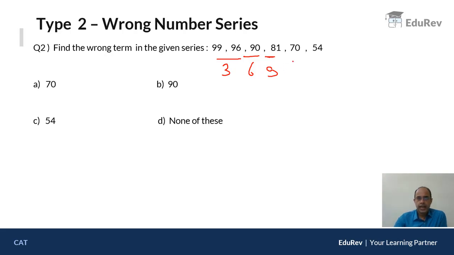So if 3, 6, 9, the next difference should be 12. But here the difference is 11. It means this number is wrongly placed. It should have been ideally 69 because 81 minus 12 is 69. And then the next multiple difference should be 15. Let's cross check. 69 minus 15 is 54, which is given here. Hence, we got the pattern.